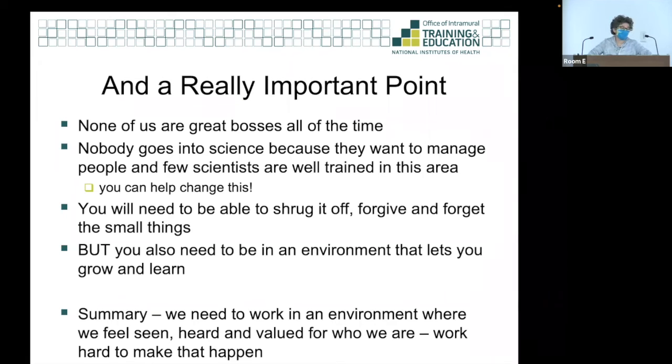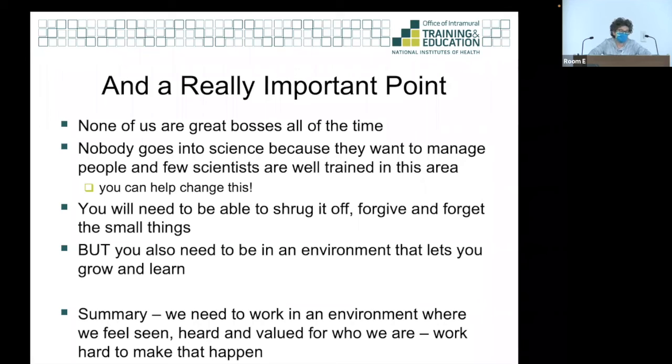So you can all help change that by attending leadership programs and mentoring programs, relationship management programs. We need to make our PIs do more of that, and we are working on that, and many, many people are doing great work in that area. In some ways, we have to be able to shrug it off, forgive and forget the small things. Sometimes we have to drop the rope and just say, fine, I'm going to accommodate what you want, because in the long term, the relationship is more important than winning this particular thing.